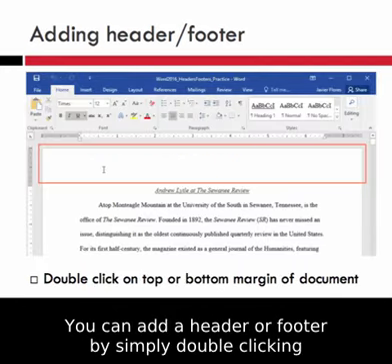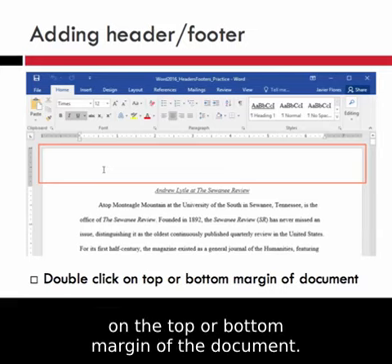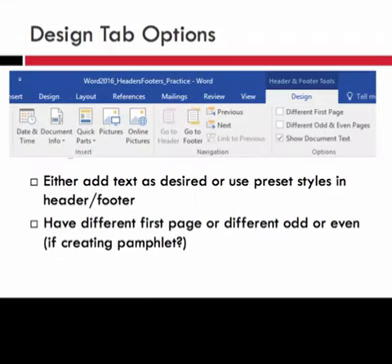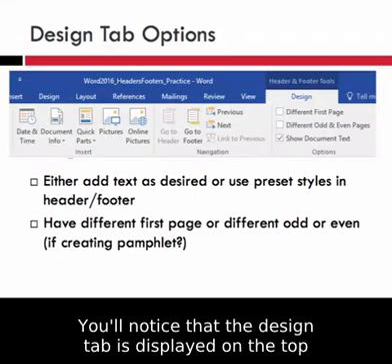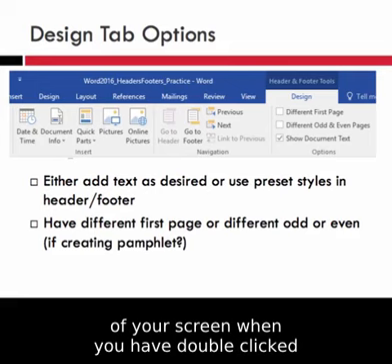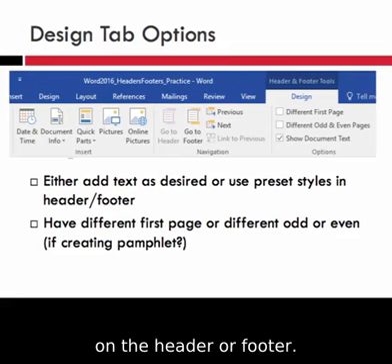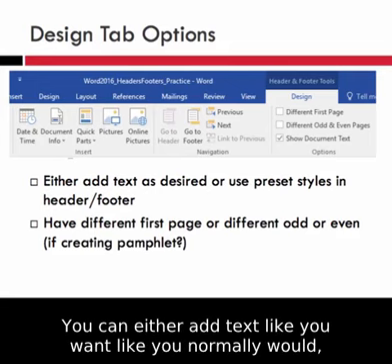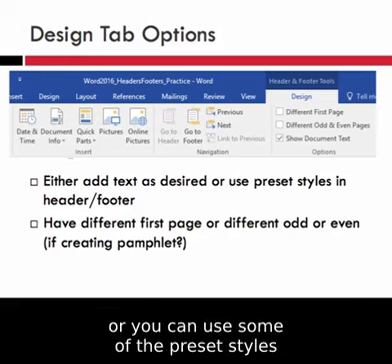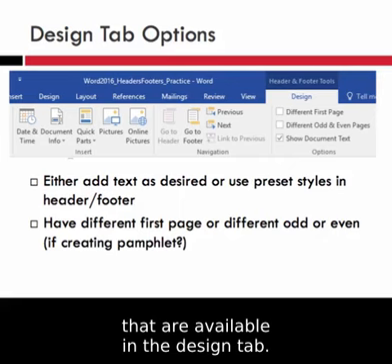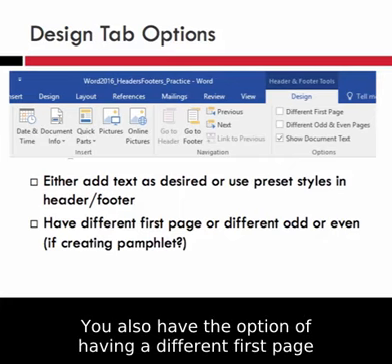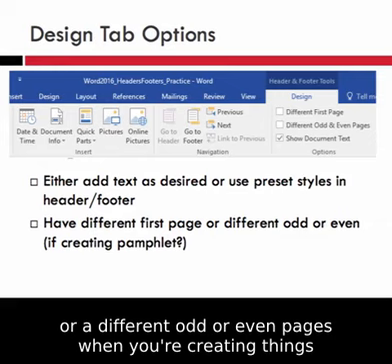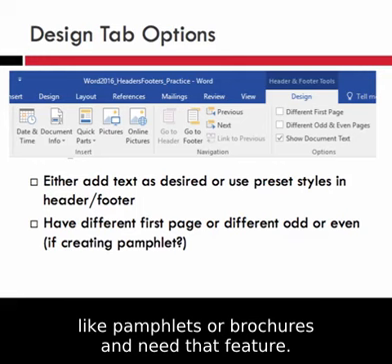You can add a header or footer by simply double-clicking on the top or bottom margin of the document. You'll notice that the Design tab is displayed on the top of your screen when you have double-clicked on the header or footer. You can either add text that you want like you normally would, or you can use some of the preset styles that are available in the Design tab. You also have the option of having a different first page or different odd or even pages when you're creating things like pamphlets or brochures and need that feature.